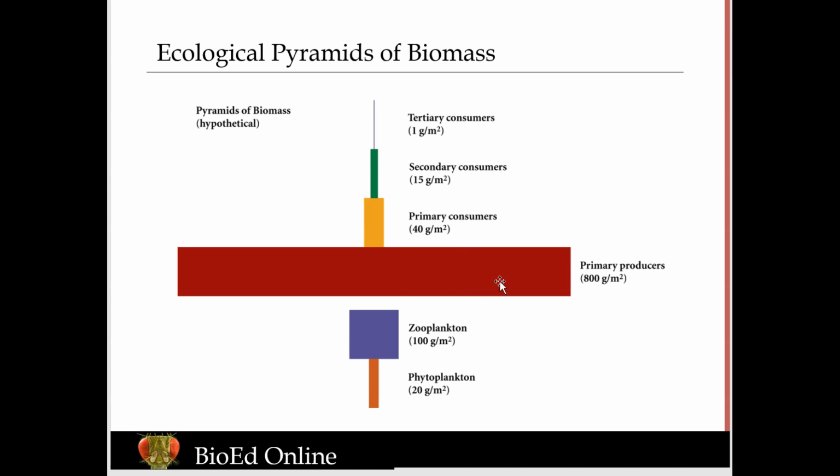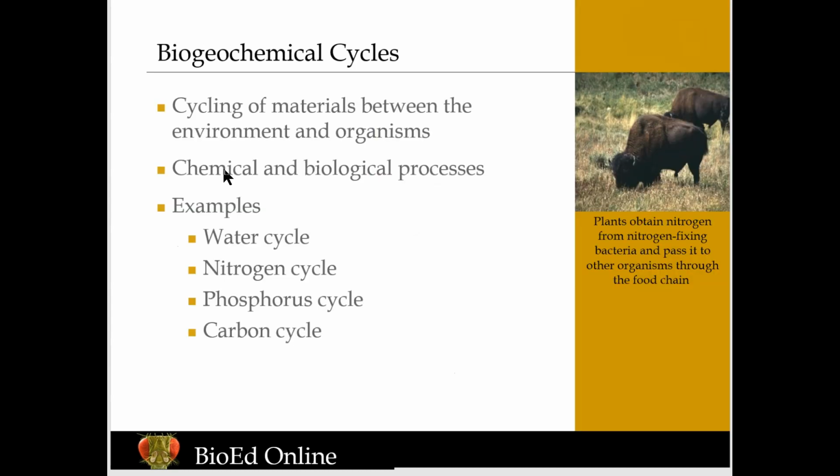Aquatic ecosystems right here would be a little different. So this would be inverted. And that's because phytoplankton can grow and reproduce so rapidly they can support a large population of zooplankton, even though at any one time the biomass of phytoplankton is smaller than that of the zooplankton. So this is a biomass, and it should represent the energy.